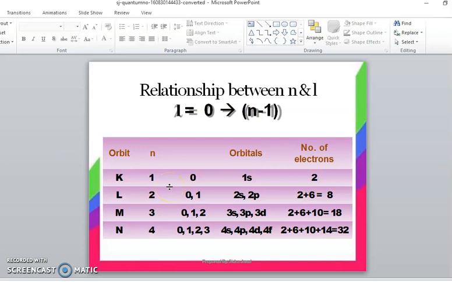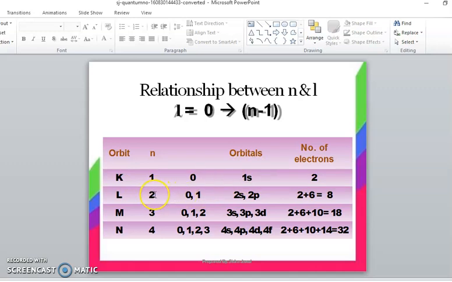Now, see how many sub-levels each main level can have. Each main level can have l values from 0 to n minus 1. An l value means a sub-level. For example, suppose you take the first main energy level, n value equal to 1. If you substitute here, only 0 is possible, 0 to n minus 1, so here 1 minus 1 is 0. So only one sub-level is possible, which is 1s. So for the first main energy level, the only sub-level is 1s.